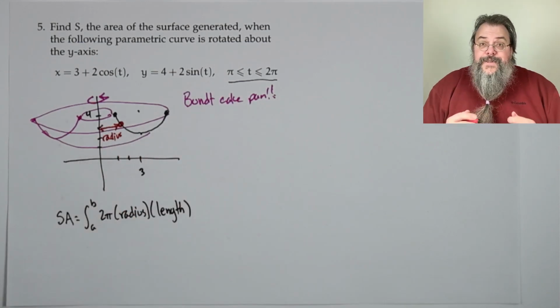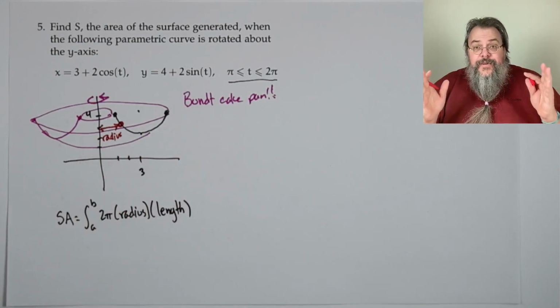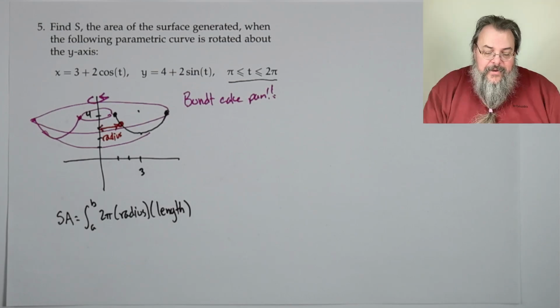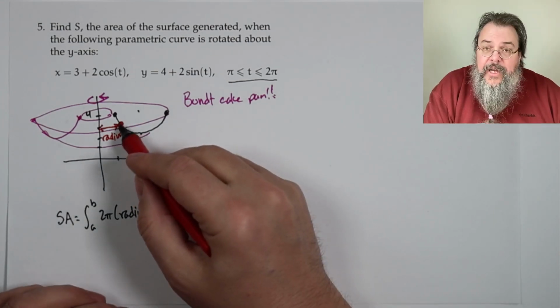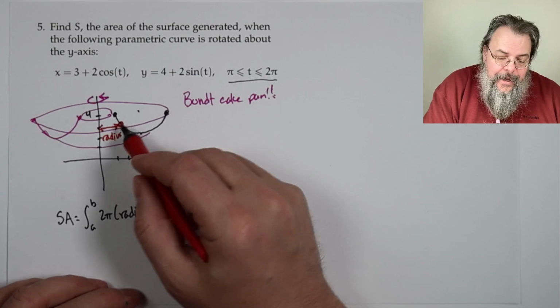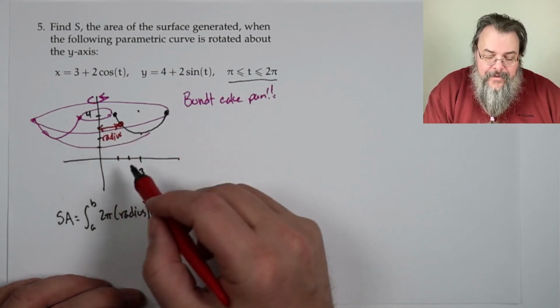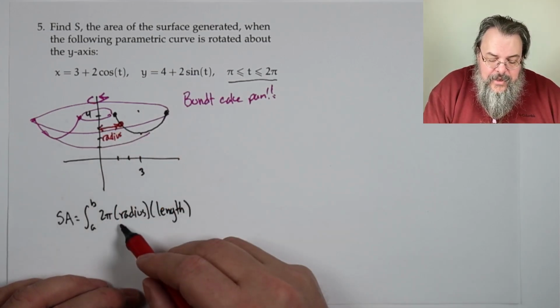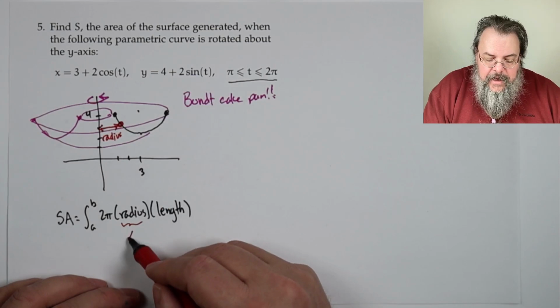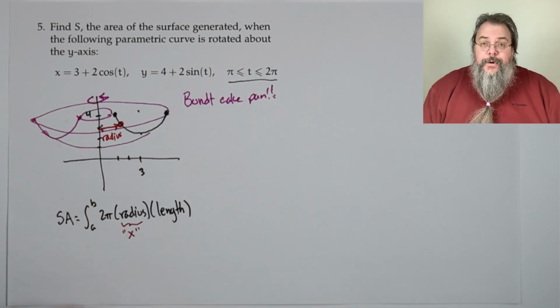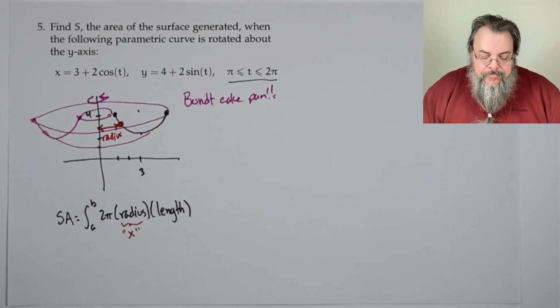So what is the radius? Well, the distance to the y-axis. So if I think of this as being at some location x comma y, how far is the y-axis? And the answer is this is x. And we'll come back and figure out what that means in just a few minutes.